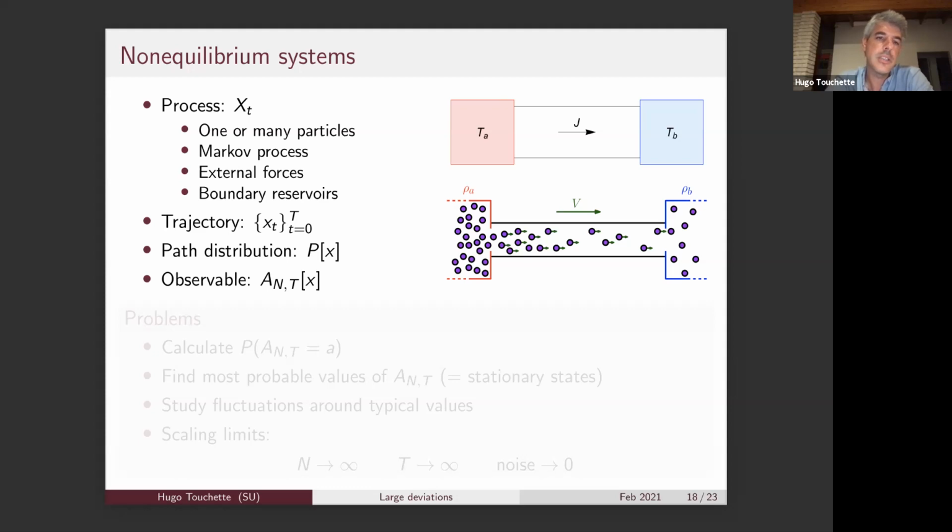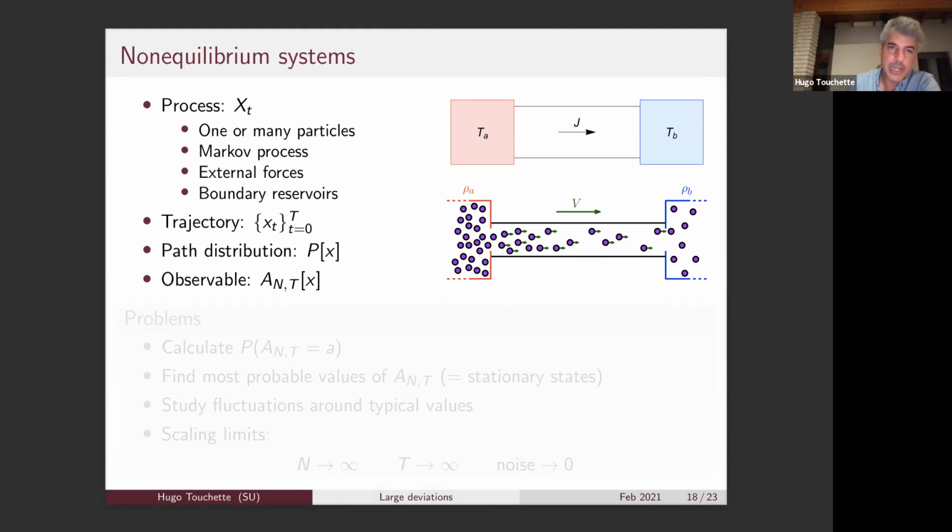So the evolution of the state satisfies the Markov property. Physically, this can describe a system that's being forced by external forces or potentials, or has boundary reservoirs that are responsible for the driving. The framework is slightly different in that we're now using stochastic processes, but the idea is the same as before.